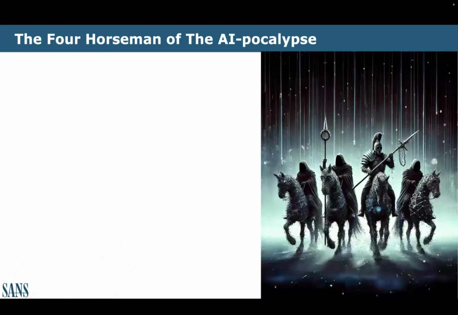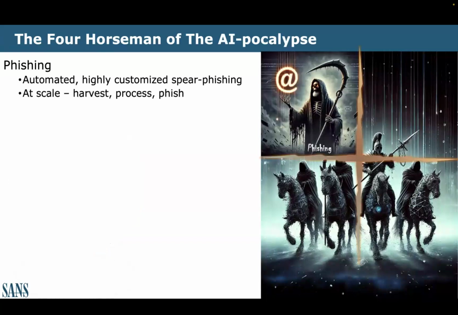Which brings us to the 4 horsemen of the AI apocalypse. The first one is phishing, which, not new, been around forever. The big thing with AI and phishing is how easy it is now.